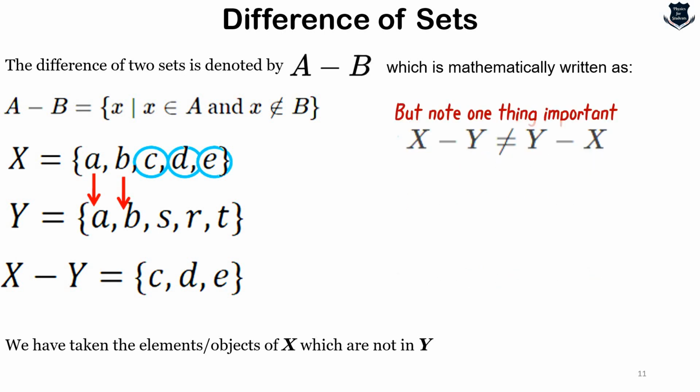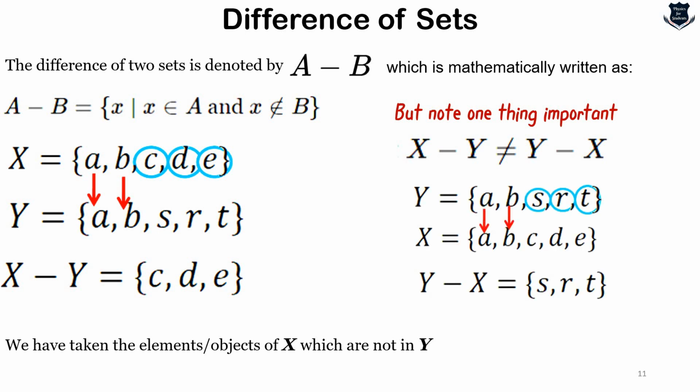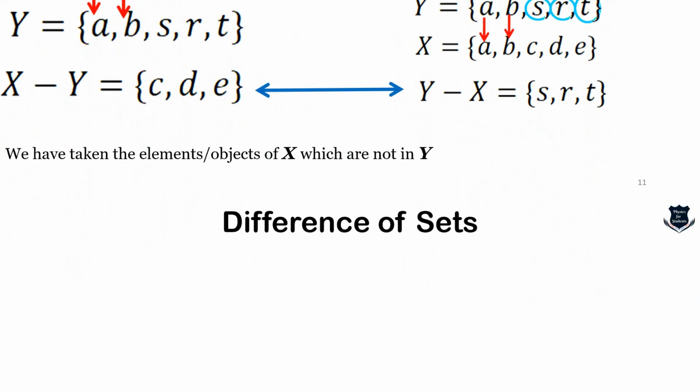Now one thing is equally important, that is X minus Y is not equal to Y minus X, and this is what it shows. If Y equals A, B, S, R, T and X equals A, B, C, D, E, then Y minus X would be the elements which are not included. So what are the elements? S, R and T are not included in X. So we will not take A, B because this is included. We will take S, R and T. So this actually shows a very important idea. When we are taking a difference of sets, X minus Y is not equal to Y minus X. X minus Y is C, D, E and Y minus X is equal to S, R, T.